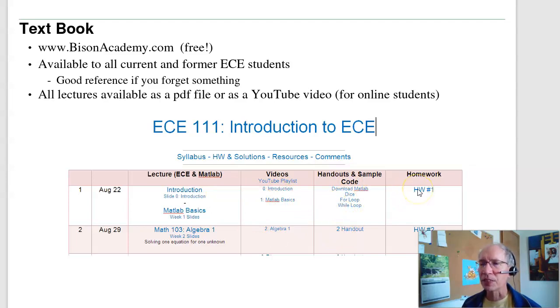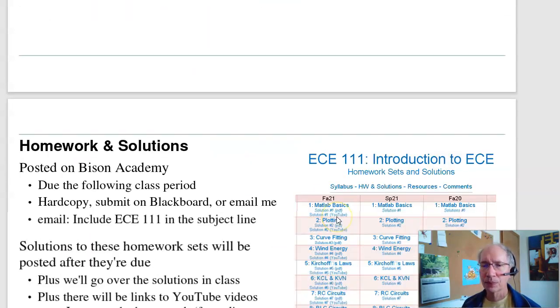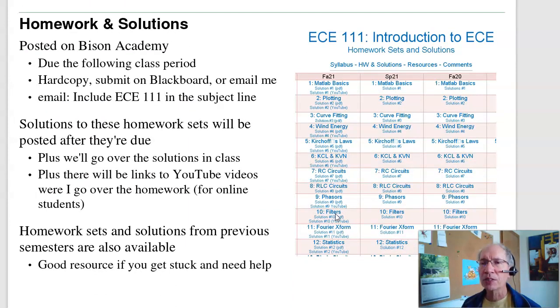And the homework sets. Now the homework sets are posted every week. They are due the following class, the following Tuesday. I'll post the solutions usually Tuesday or Wednesday, usually Wednesday morning. Homework is due before the solutions are posted because it kind of takes the challenge out of doing the homework once the solutions are posted.